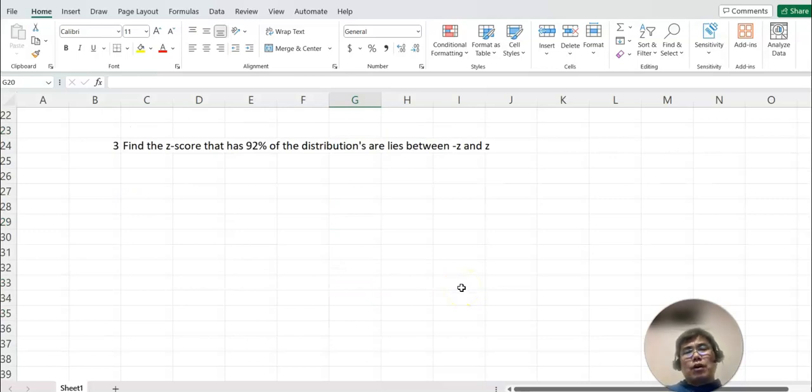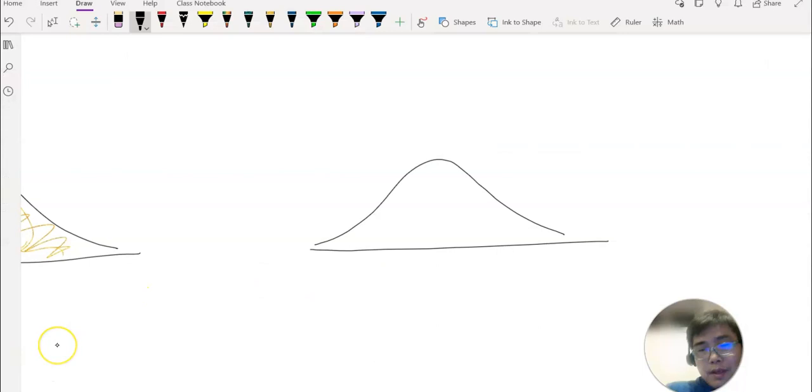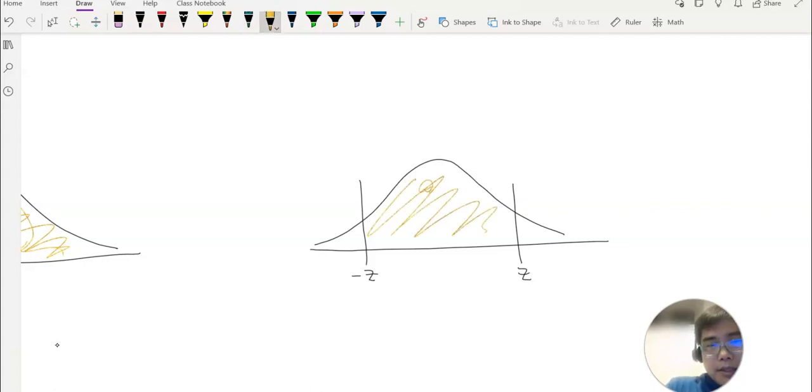Now let's move on to the third question. Find the z-score such that 92% of the distribution lies between negative z and z. It implies that we have a negative z and a positive z, with the center area being 92%. As you see, you read negative z and z, which means their absolute values are equal but their signs are different, so each tail must have exactly the same amount of area.